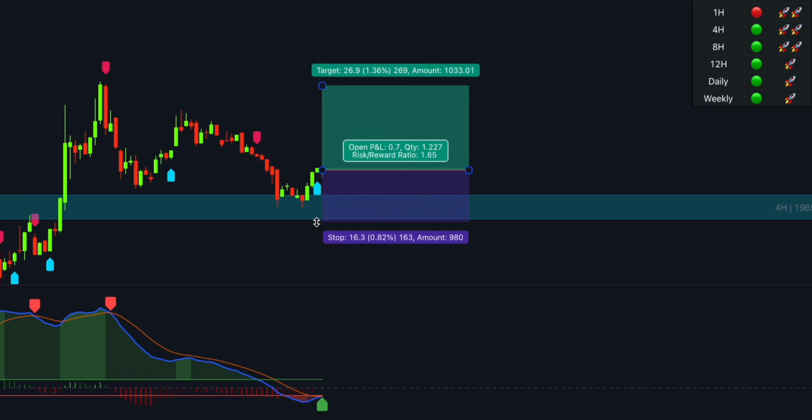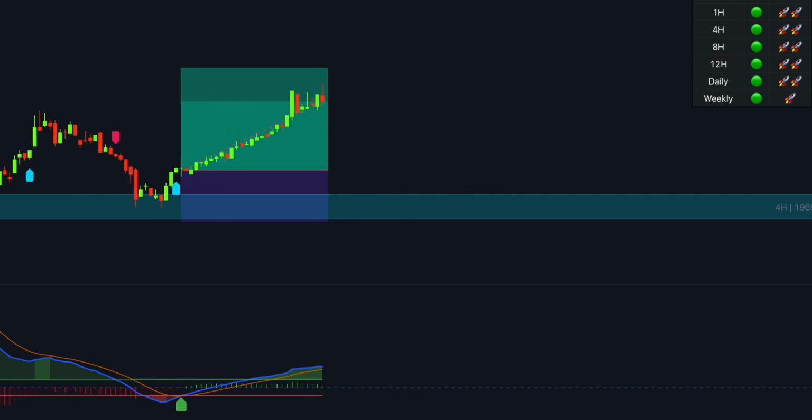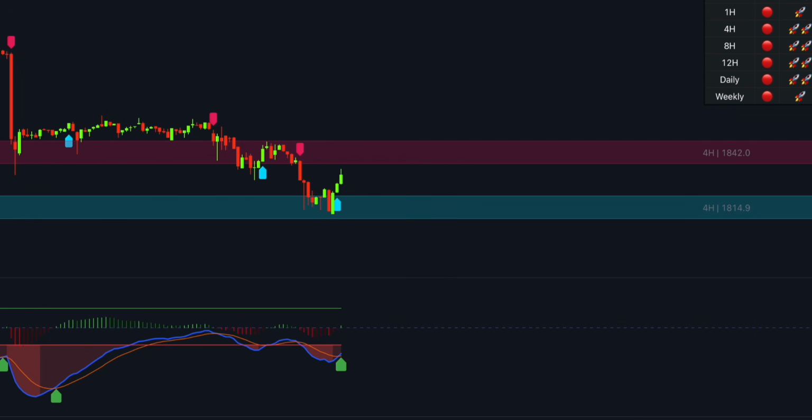Set the stop-loss order below the recent swing low and target a minimum of 2 times the risk. No more than 5% of your account should be risked per position. A good way to eliminate losing trades is to move the stop-loss to break even once half of the profit is made. Here's an example of a slightly riskier long entry.